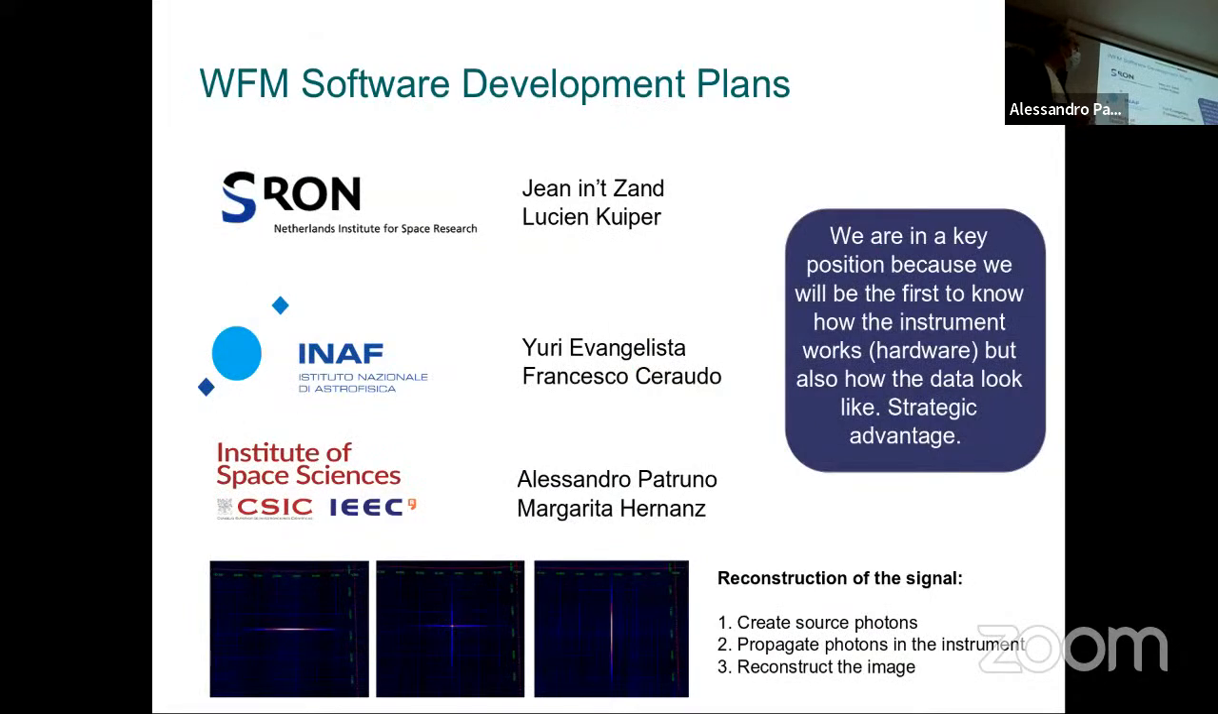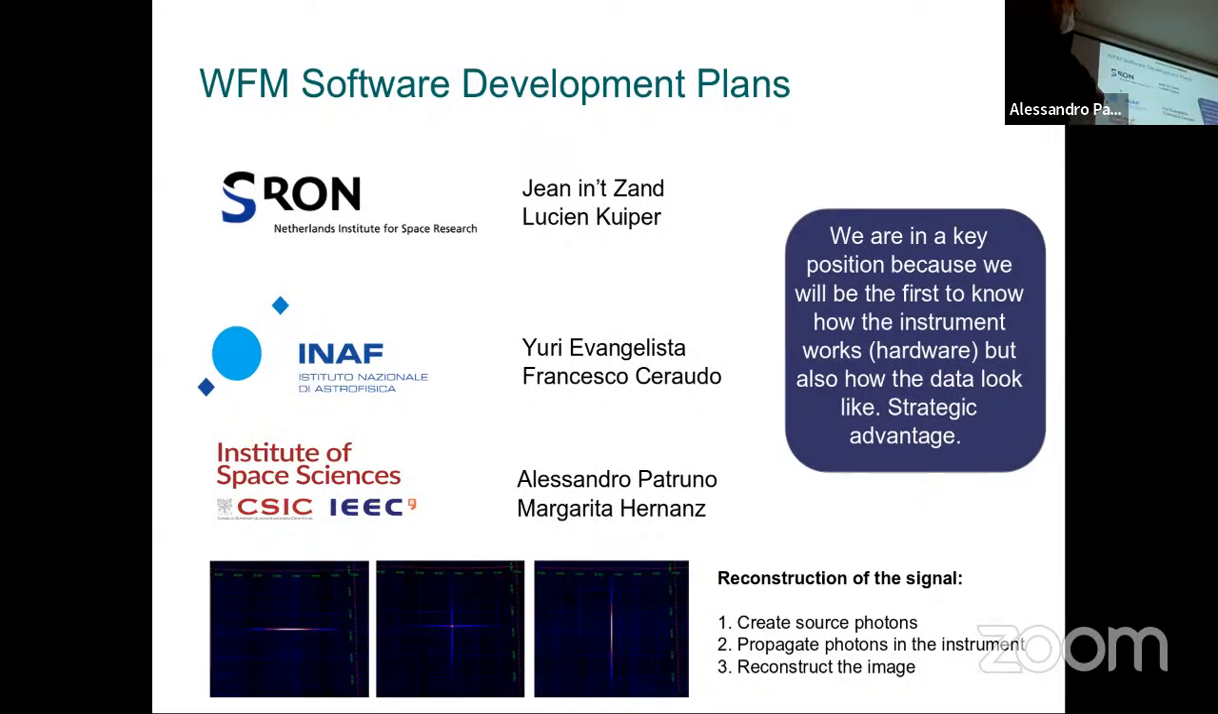Now, one advantage that we have here is that besides building the instrument, so knowing all the technical details, and besides having the PI here, we are also developing the software for the wide field monitor, the simulation software, I should say, together with the people at Esron and Enough. This is a group that is led by Janet Zandt at Esron. What we are doing is trying to make a simulation to understand how to reconstruct the signal of a simulated source. So what we do is create source photons according to a physical model, and then you propagate these photons through the instrument, and then reconstruct the image of the instrument.